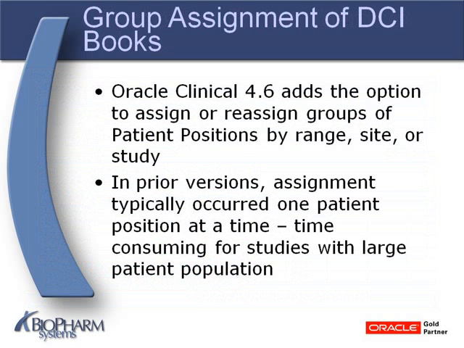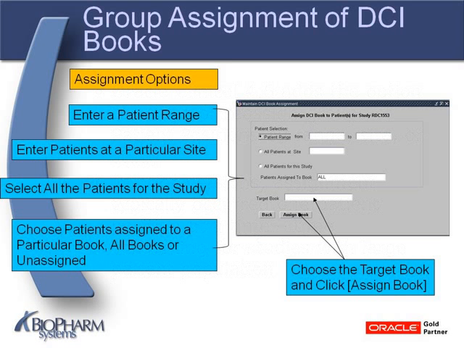Now, another new feature in OC46 is the ability to assign or reassign groups of patient positions by range, site, or study. In prior versions, our assignment typically occurred one patient position at a time, and this could be very time-consuming for studies with large patient populations. So now, from the patient positions area, there'll be a button that will take us to an Assign DCI Book option.